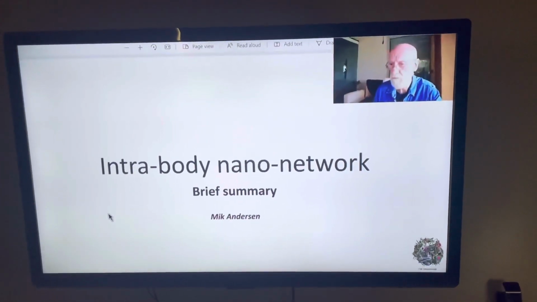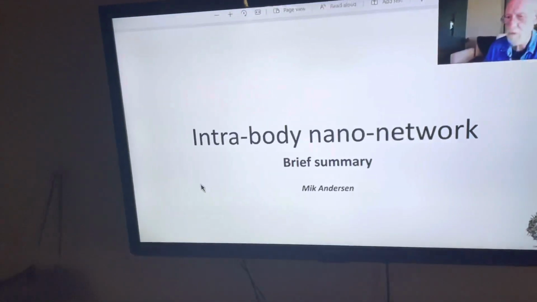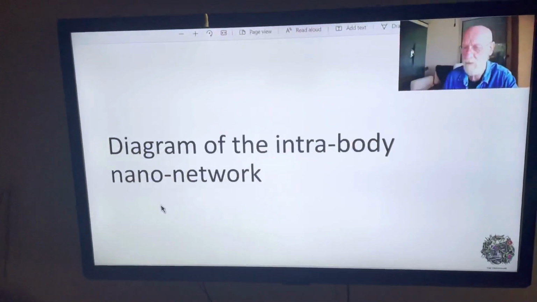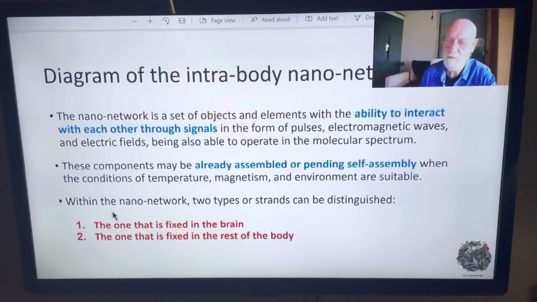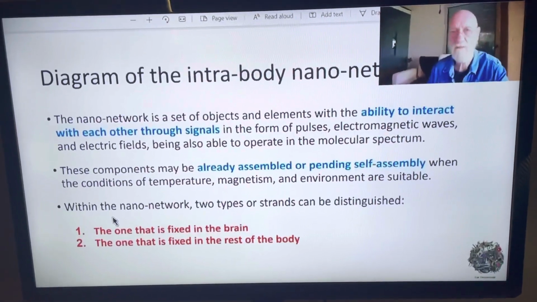Go folks, intra-body nano-network, diagram of the nano-network. The important thing is the one that is fixed in the brain and the one that is fixed in the rest of the body.